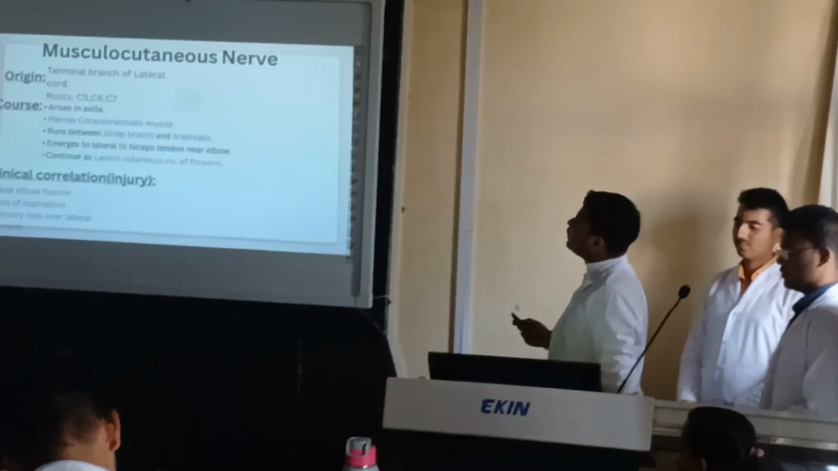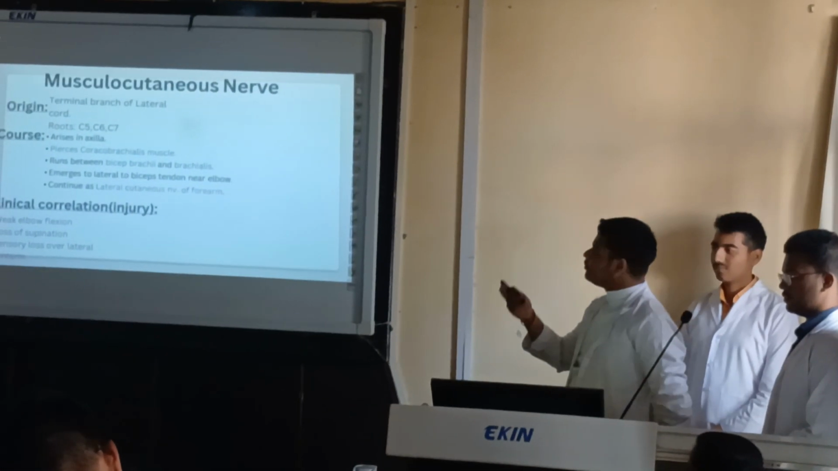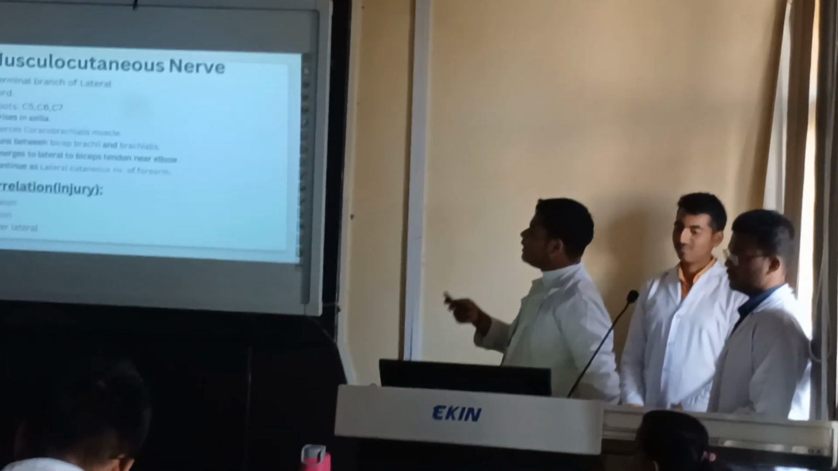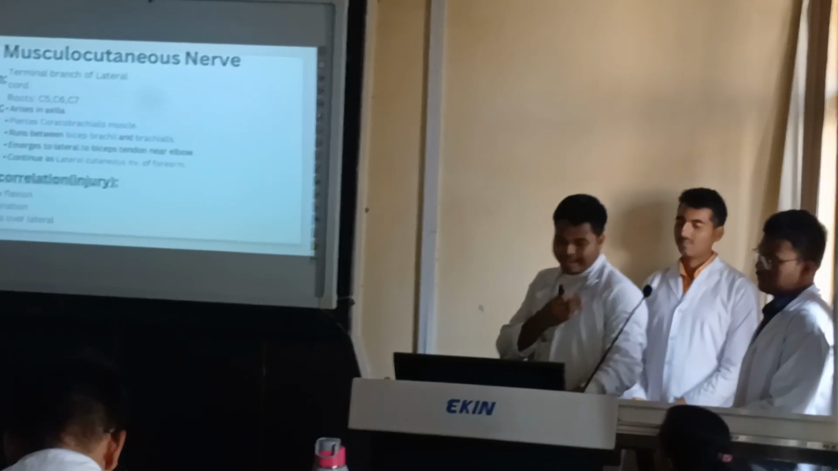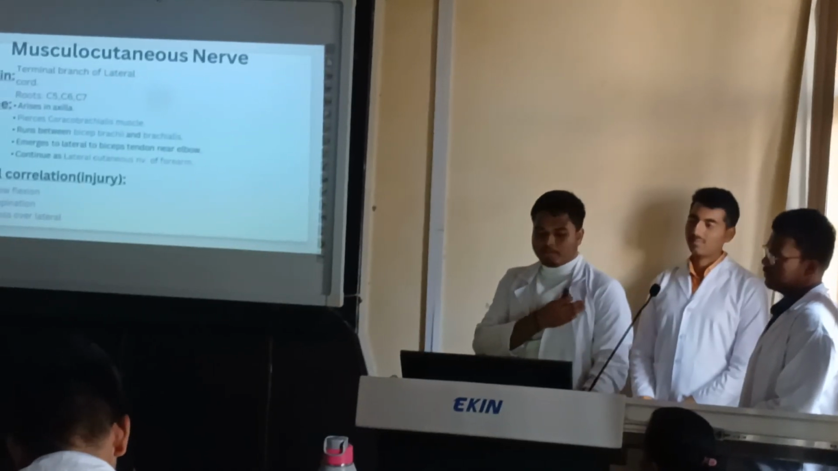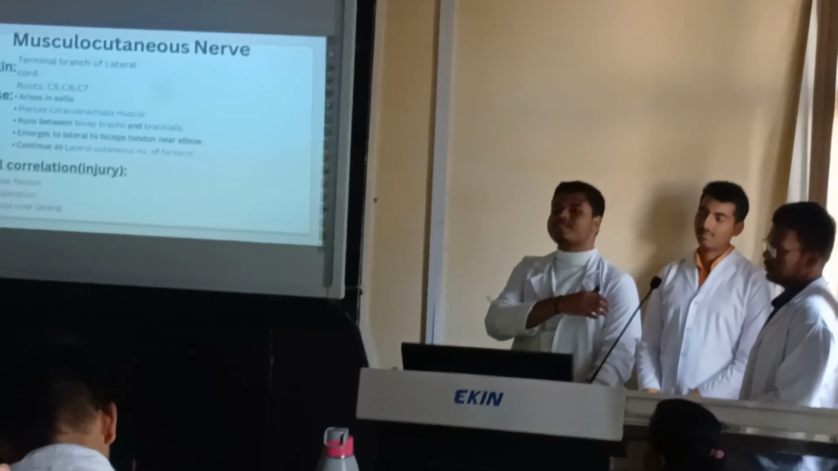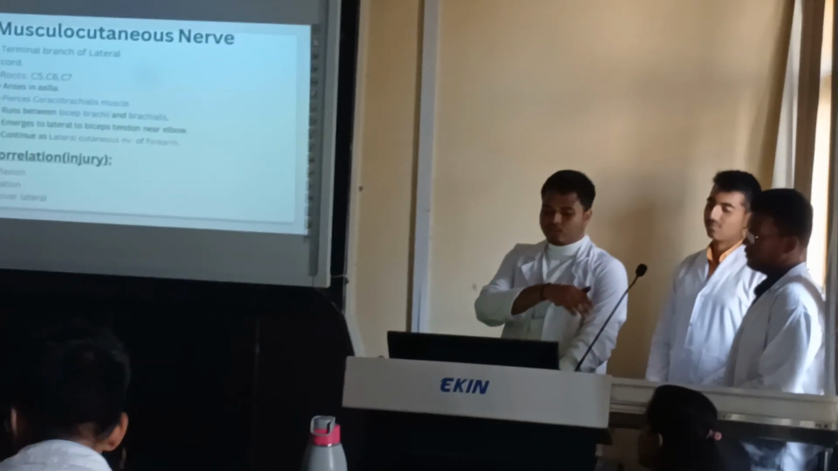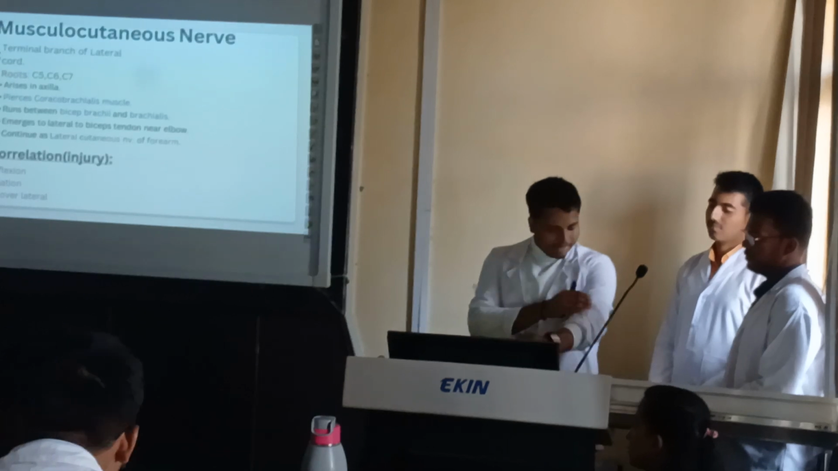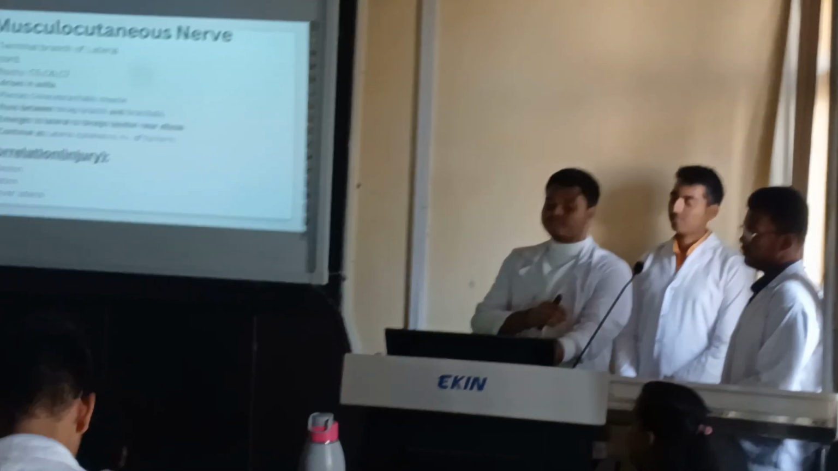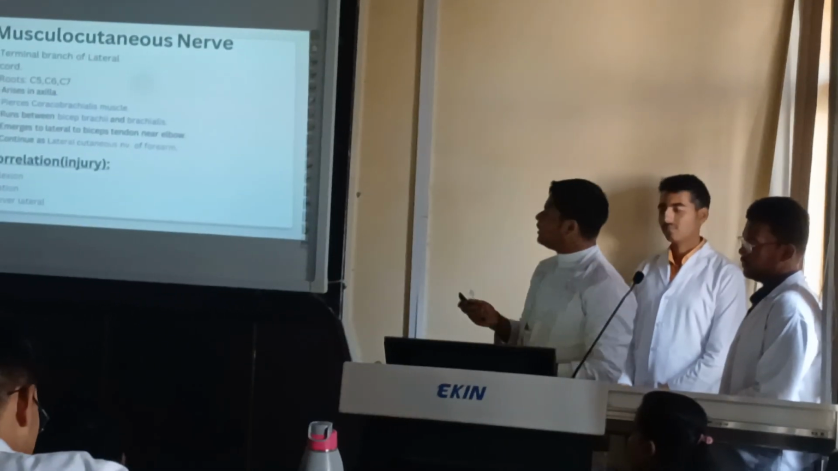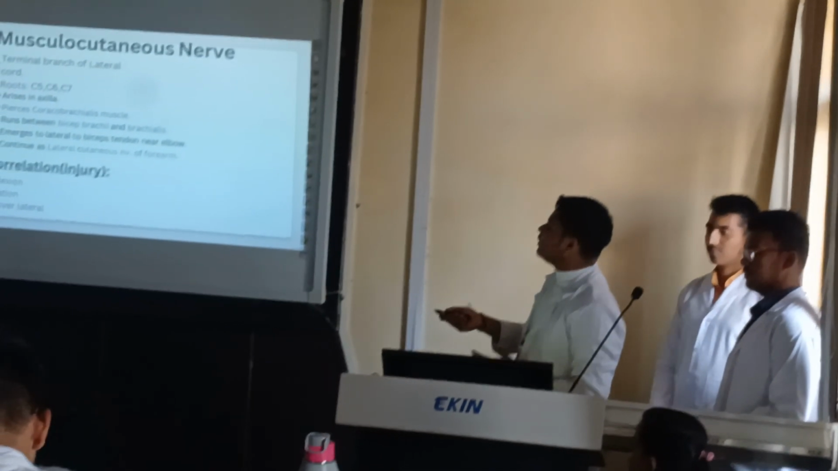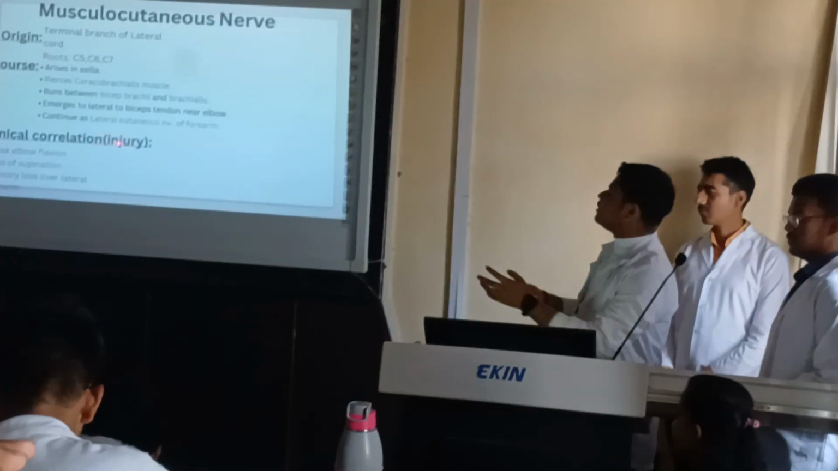Then the musculocutaneous nerve. It is a terminal branch of the lateral cord. Its root value is C5, C6 and C7. Let's discuss its course. It arises in the axilla, pierces coracobrachialis muscle and runs between biceps brachii and brachialis muscle, and it emerges lateral to the biceps tendon near the elbow, and continues as the lateral cutaneous nerve of the forearm. Its clinical correlation: if it is injured, we will have weak elbow flexion, loss of supination, and sensory loss over the lateral forearm.